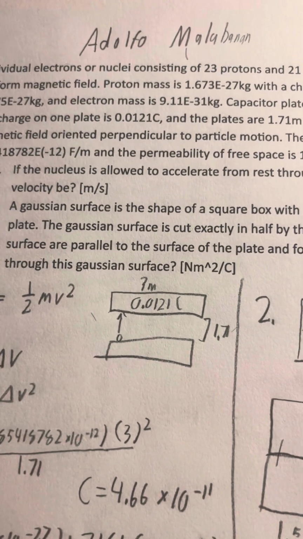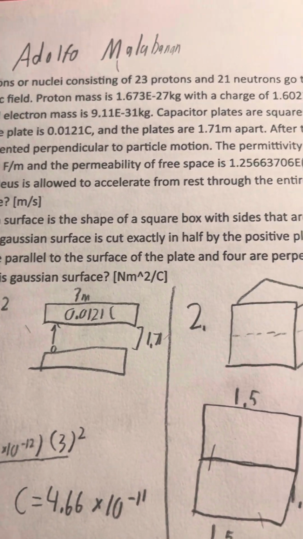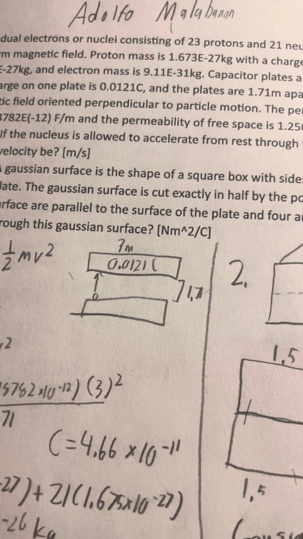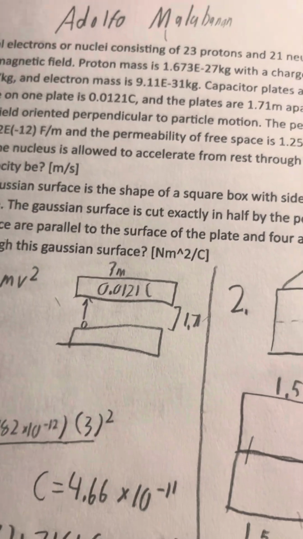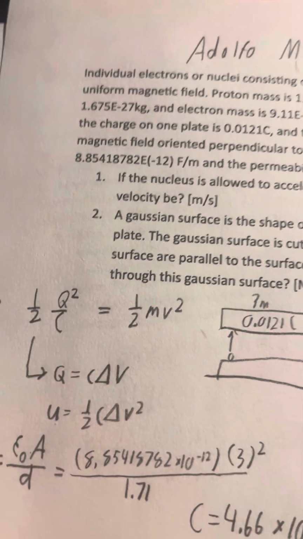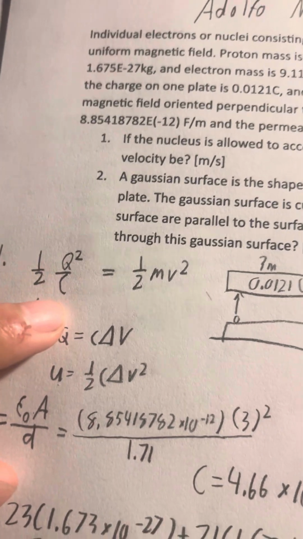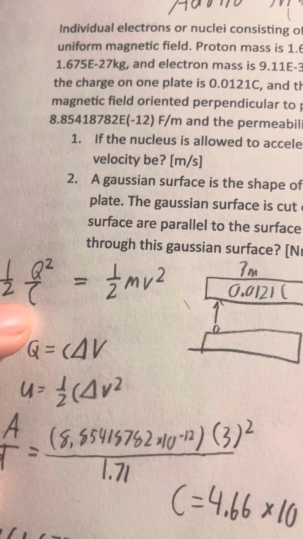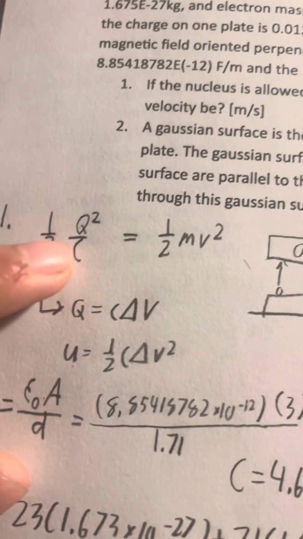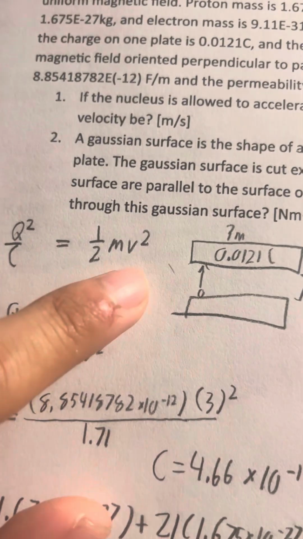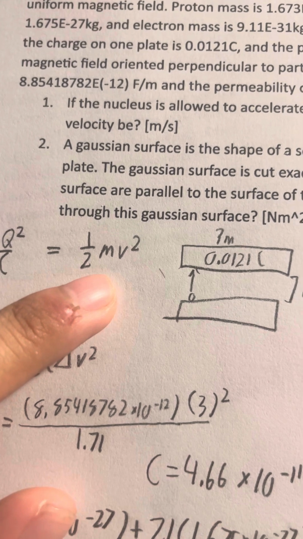So the first question asks, if the nucleus is allowed to accelerate from rest through the entire accelerator, what will its final velocity be in meters per second? There are actually two ways to approach this problem. First, you could approach it using energy, where you're saying that the potential at the beginning of the system is equal to the kinetic at the end of the system.